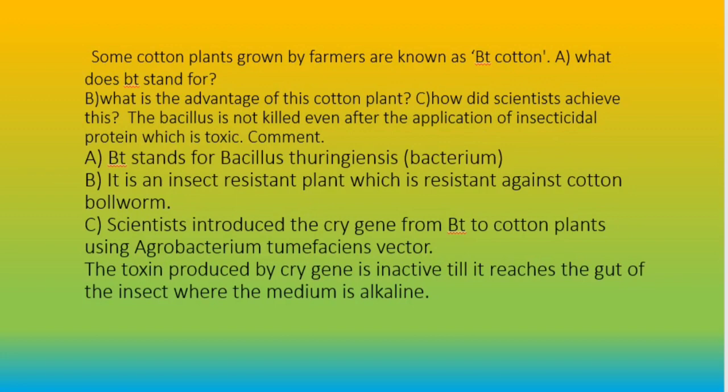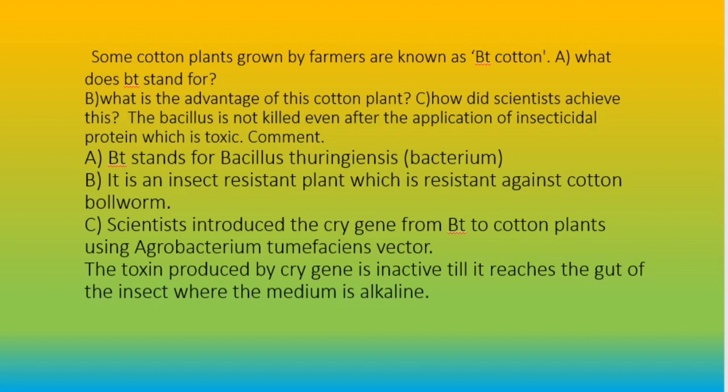Some cotton plants grown by farmers are known as BT cotton. What does BT stand for? We know BT is the name of a bacterium called Bacillus thuringiensis. What is the advantage of this cotton plant? Once we transfer a gene called the cry gene from Bacillus thuringiensis bacteria to the plant, then that plant is called a BT plant. So if it is transferred to a cotton plant, it is BT cotton. This plant becomes insect resistant, very specific to certain insects.